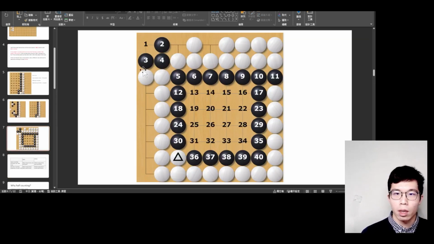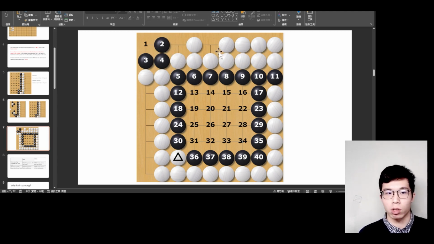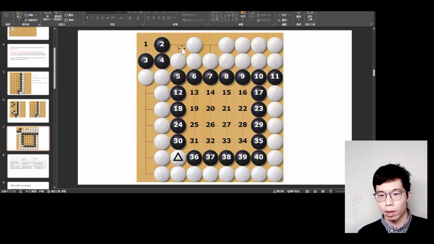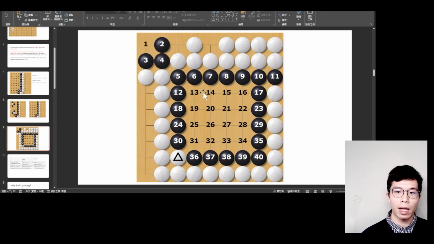Here, black has 40 points, including the living stones plus the territories. There is a seki here. This is an unoccupied intersection. Both white and black could not play it, otherwise they would be captured. So this point is unoccupied and will be separated into two and shared to both sides. So black now has 40.5 points, which is a tie.